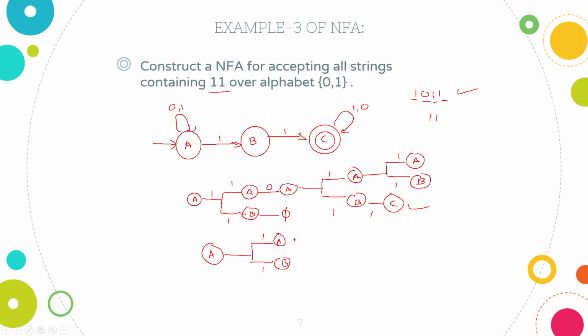Now after that, if you get another 1, where do you go? If you are in state A, again you can go to either A or B. What about B? If you get a 1, you go to state C. Now are any one of these 3 states final states? Yes, C is the final state. So this string is also accepted.